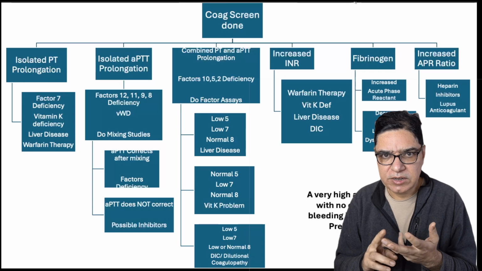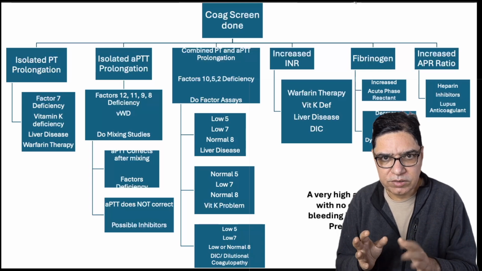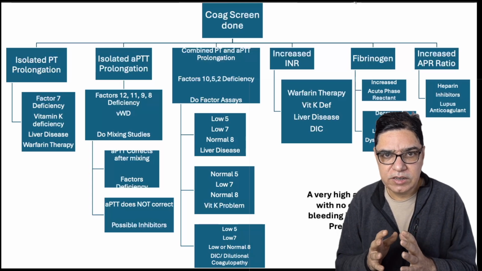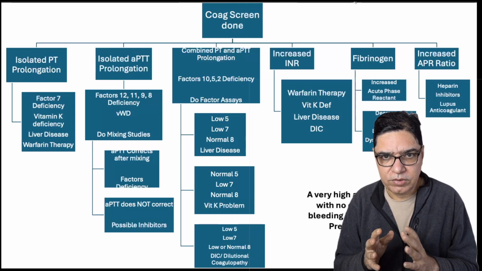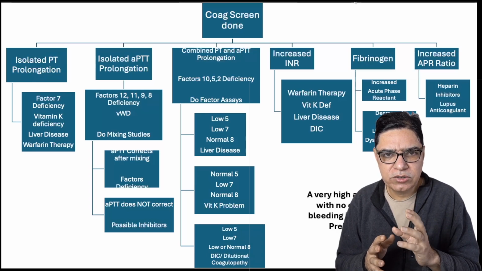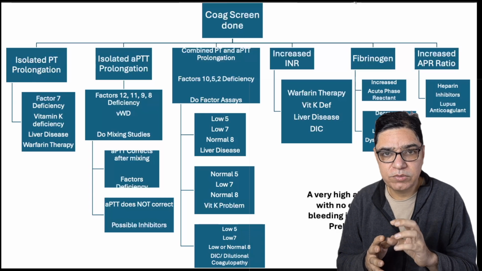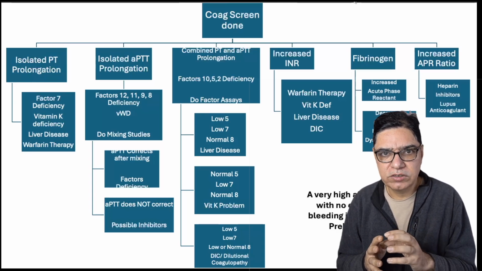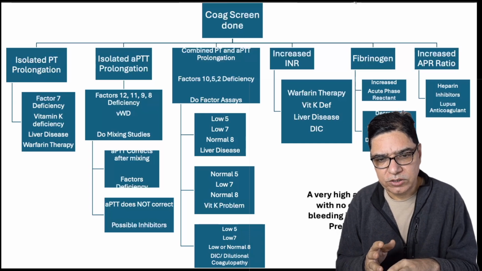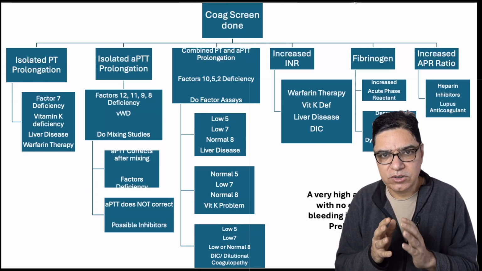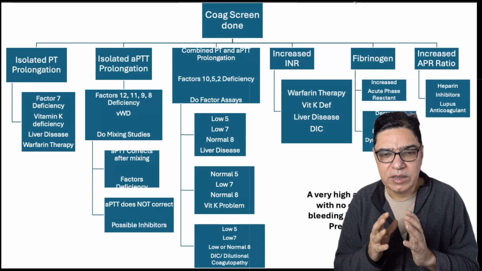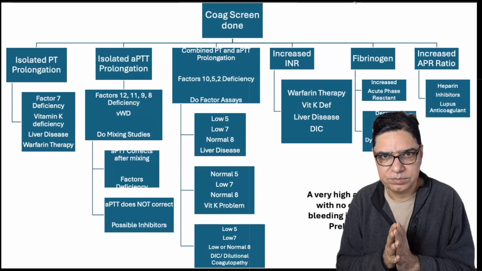It would be factor 8, 9, 11, 12, whatever factor deficiency is there. Then we have to do further factor assays to see which factor is actually deficient. But if it does not correct after mixing, what is happening? The factors are not the problem, but rather the patient has got possible inhibitors. There are certain types of inhibitors, like lupus anticoagulants, which probably are suppressing these factors. We call them inhibitors. So if it does not correct after mixing, the patient has got inhibitors, not a factor deficiency.